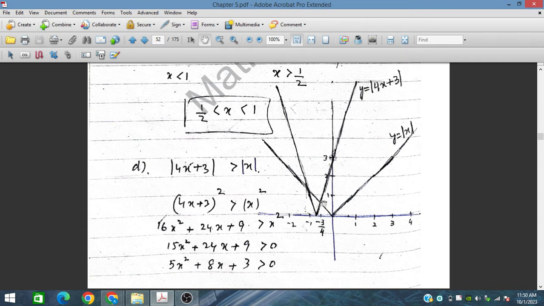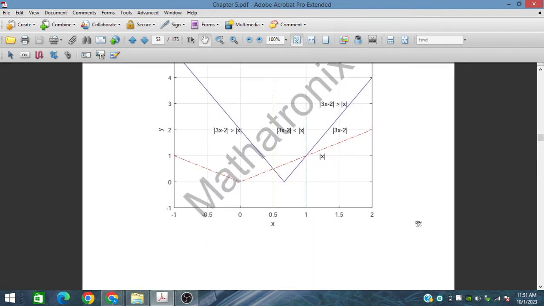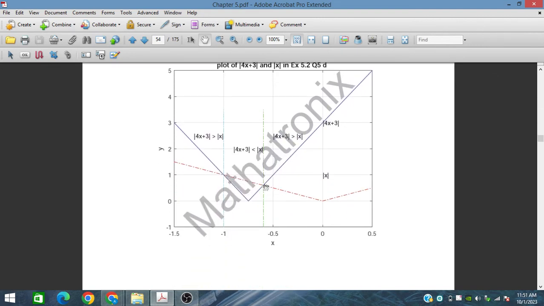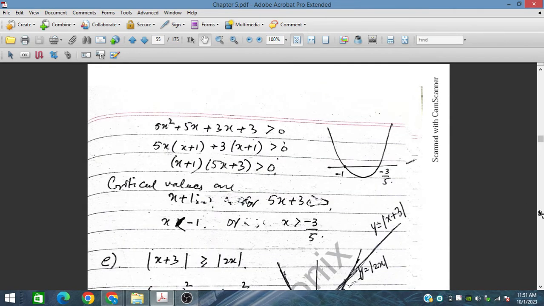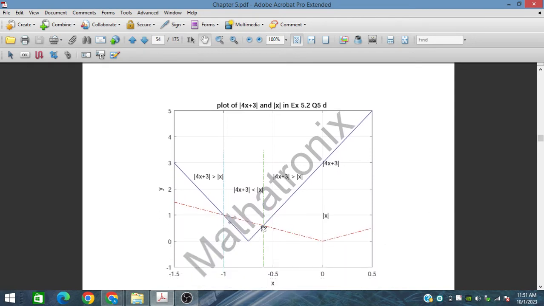And above this region. So our answer is greater than this region or this region, minus 1, and this is minus 3 upon 5, minus 0.6. So this is minus 0.6, above minus 0.6 and below minus 1. So this is part D.